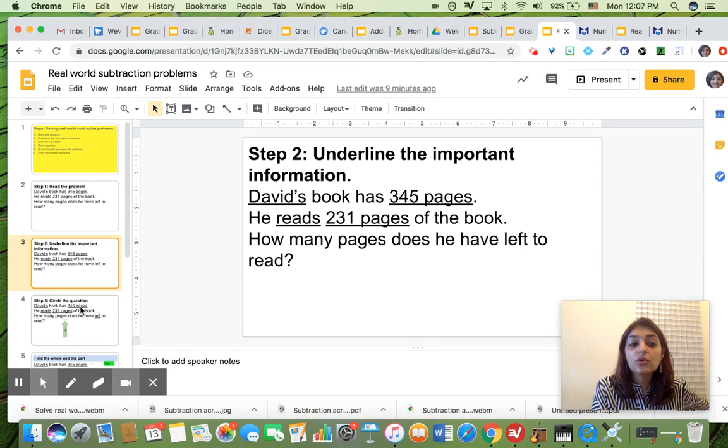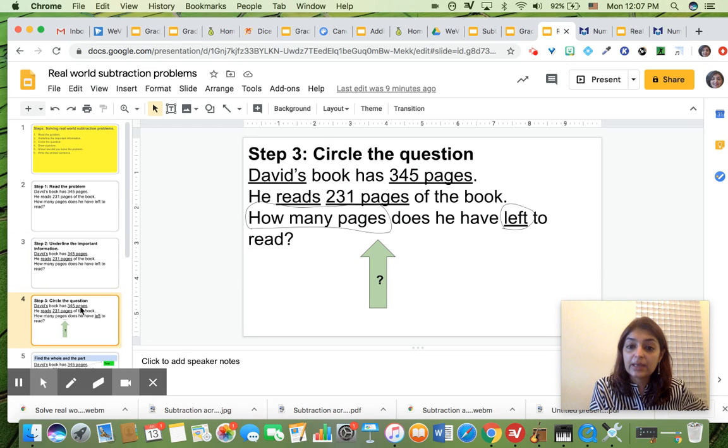So let's go on to step 3. Now it says circle the question. That means what do you need to find? Well, I need to find how many pages. So I have circled it and I have also circled the word left. How many are left? And that's why I have made an arrow here, because this represents the question.